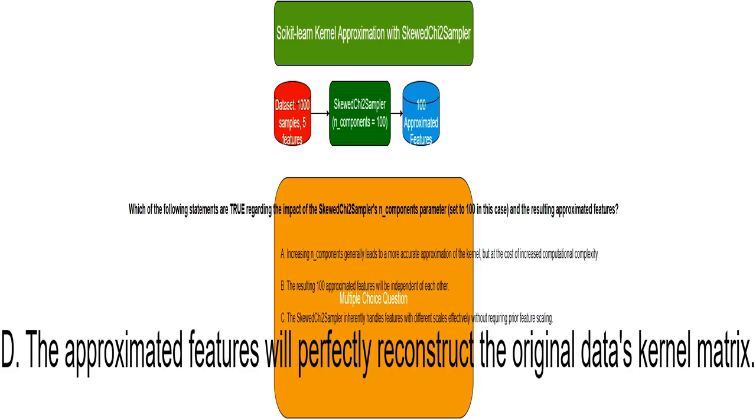Kernel approximation is, by nature, an approximation. It's like making a rough sketch. You capture the essence, but not every detail. You'll always have some information loss. A perfect reconstruction wouldn't be an approximation.